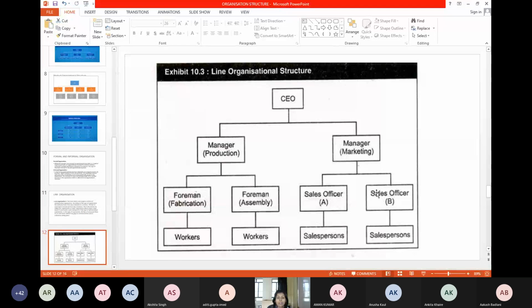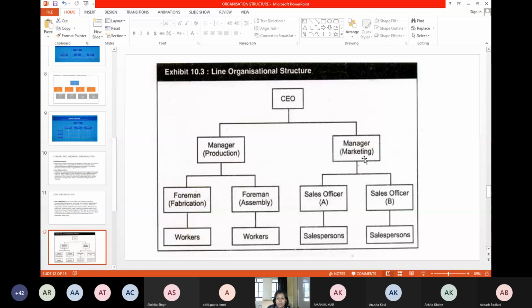So this is what we generally see in an organization. CEO, under the CEO, the production manager and the marketing manager. Again, the production manager has his own subordinates, and they supervise some workers. These workers report to the foreman fabrication. This foreman fabrication reports to the production manager, and the production manager reports to the CEO. This is what we call the scalar chain, or the line of command, or the line of authority, or the reporting and authority relationship, which is in one line. That is why it is called line organization structure. Do you understand this?